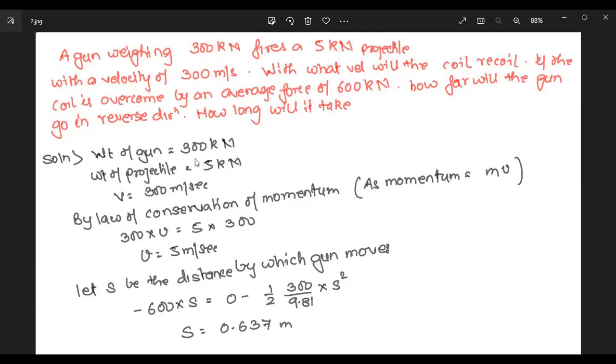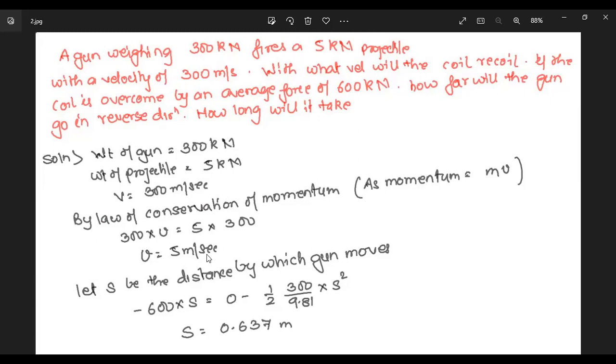So the net momentum is conserved. The weight of the gun is given as 300 kilonewton, the weight of the projectile is 5 kilonewton, and the velocity is 300 meters per second. So 300, the weight of the gun in kilonewton, multiplied by velocity V is equal to 5, the weight of the projectile, meaning the weight of the bullet, fired at 300 meters per second. So this V comes out to be 5 meters per second. The recoil velocity by conservation of momentum comes out to be 5 meters per second.